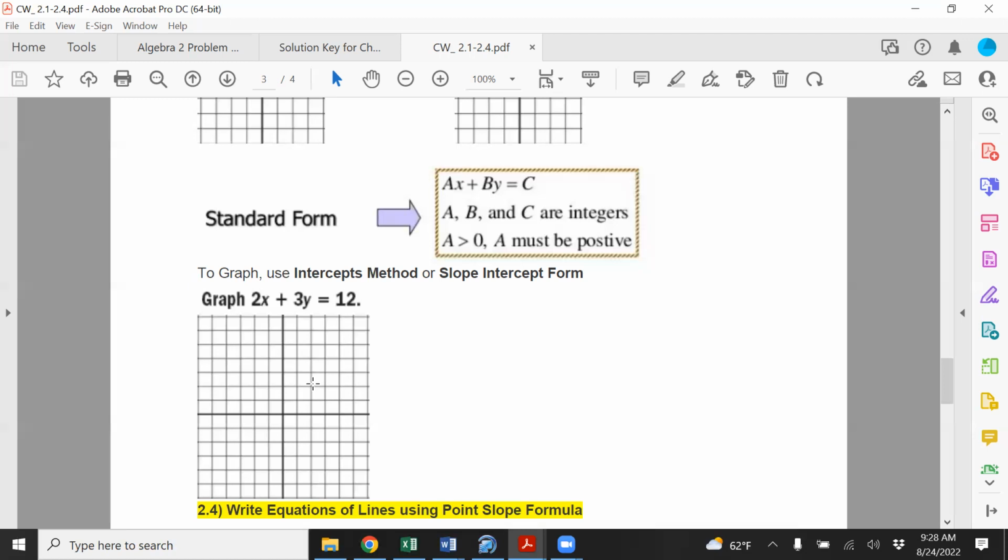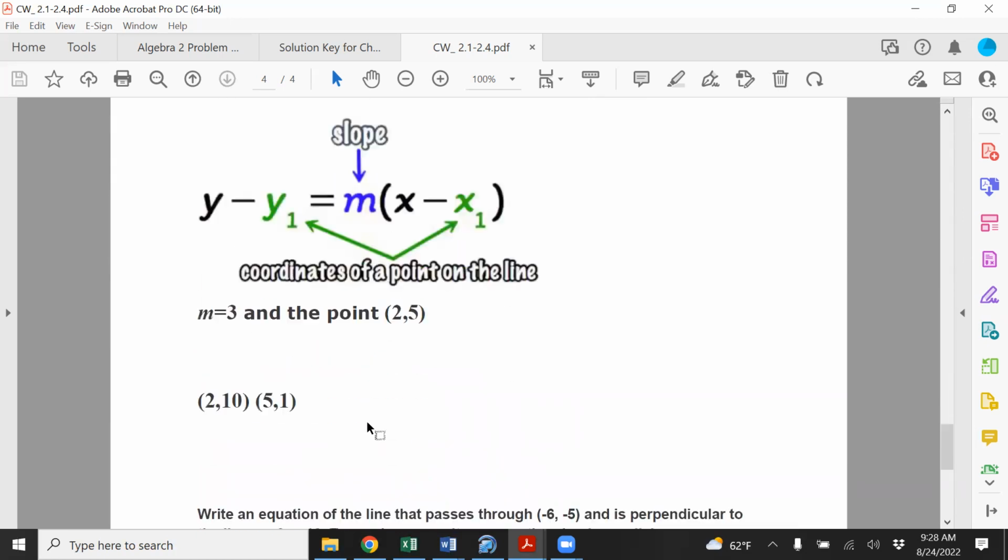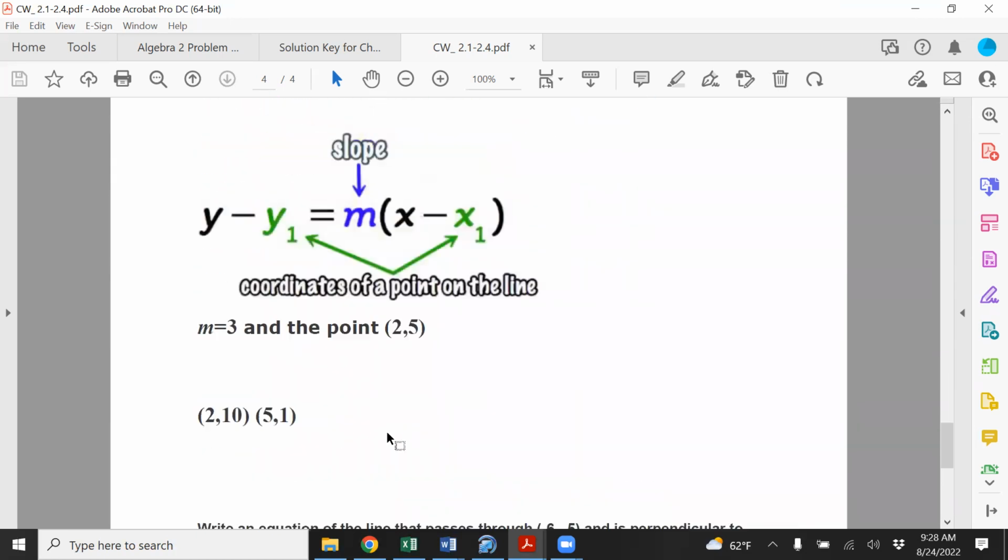Okay, last section. Rapid fire today. One more type of format for a line. This is called point slope form, which I'm sure you guys have seen.